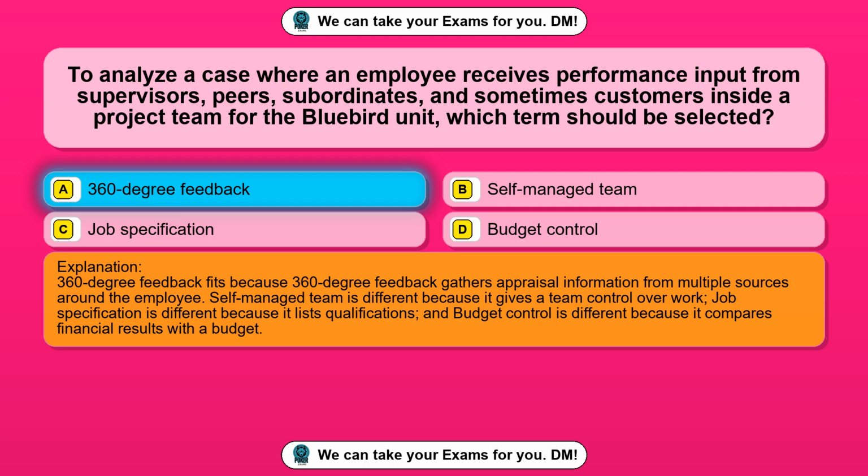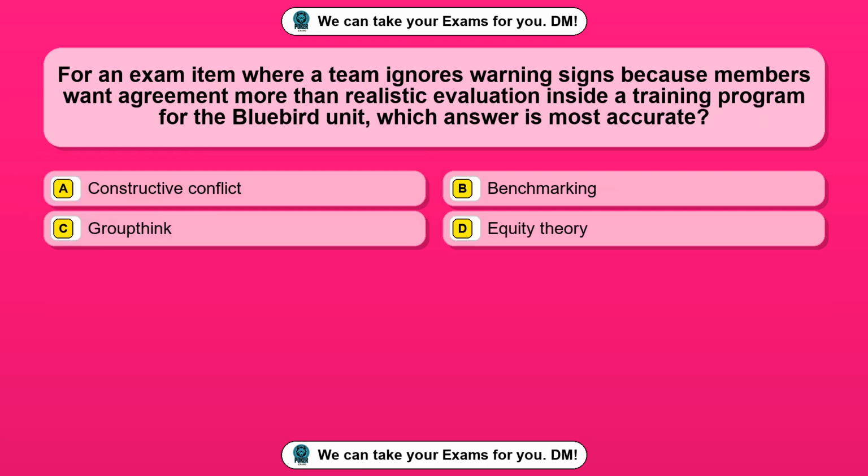Question 73. For an exam item where a team ignores warning signs because members want agreement more than realistic evaluation inside a training program for the Bluebird unit, which answer is most accurate? Option A, constructive conflict. Option B, benchmarking. Option C, groupthink. Option D, equity theory. The correct answer is option C, groupthink.